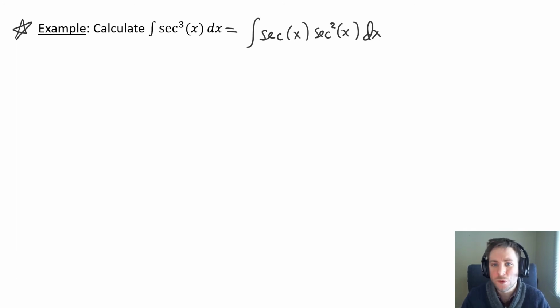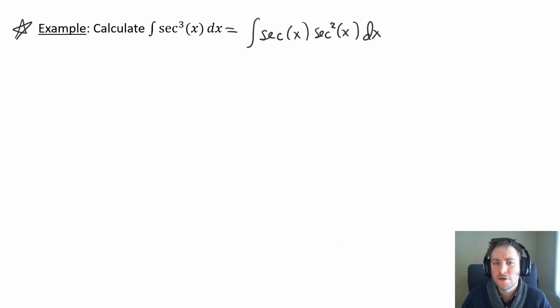With that, we would need to assign one of these factors as f and the other as g prime, but I want you to pause and think about how you should make those assignments. So which one should be f and which one should be g prime. And when you have your answer, let's continue.